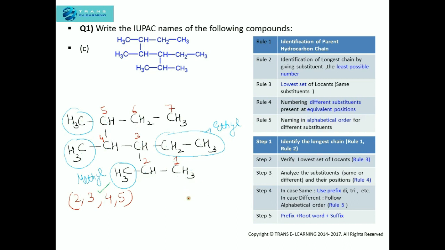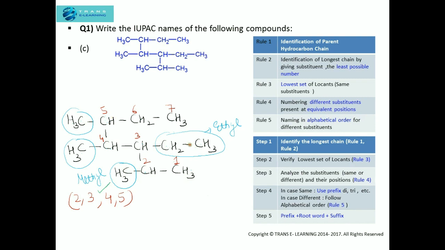So as per step 3, we need to analyze the substituents, whether they are the same or different, and their position as per rule 4. So you can see here that we have 3 methyl groups present at positions 2, 4, and 5, and we have 1 ethyl group present at position 3.